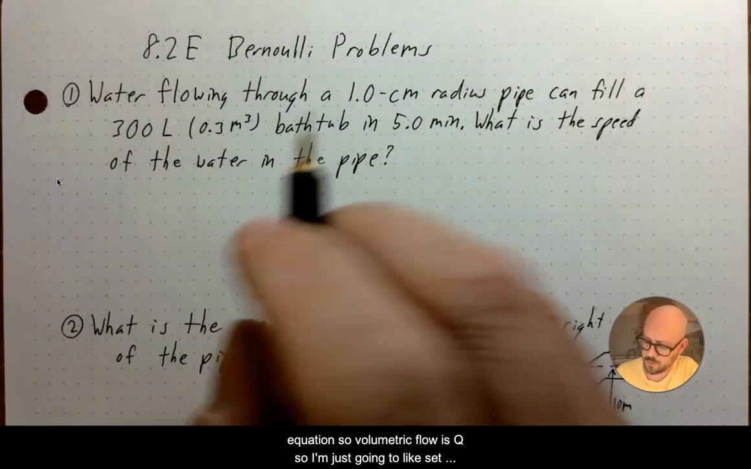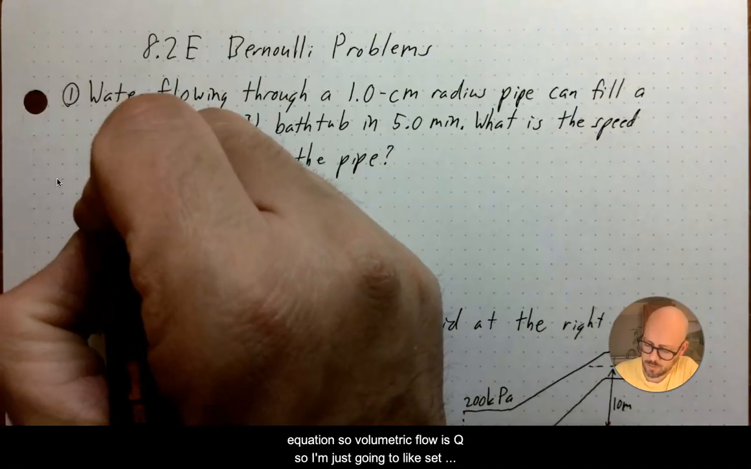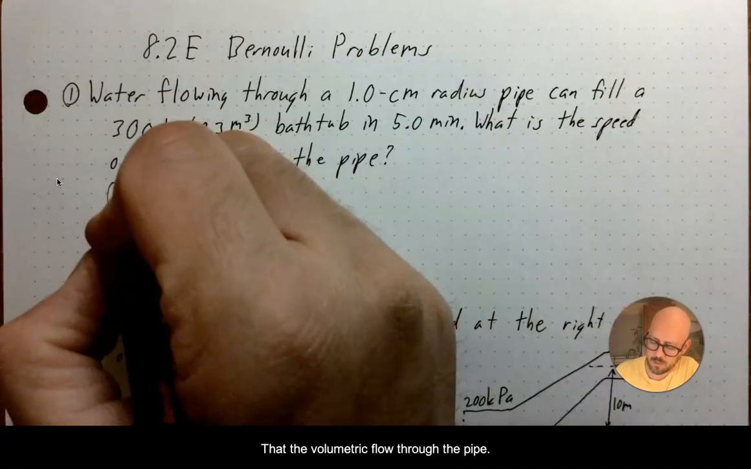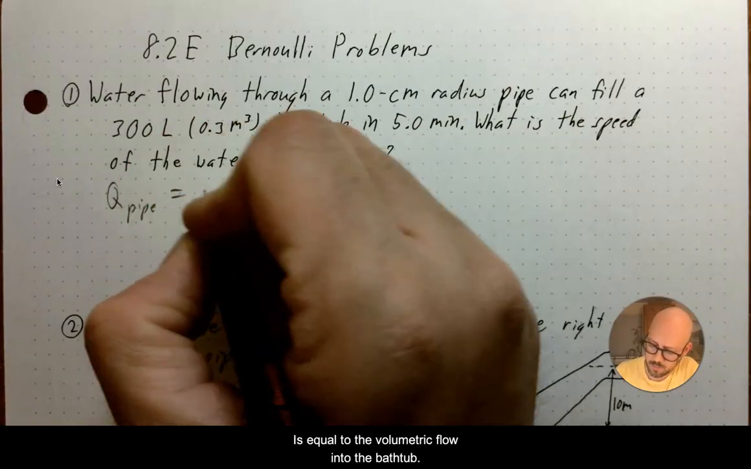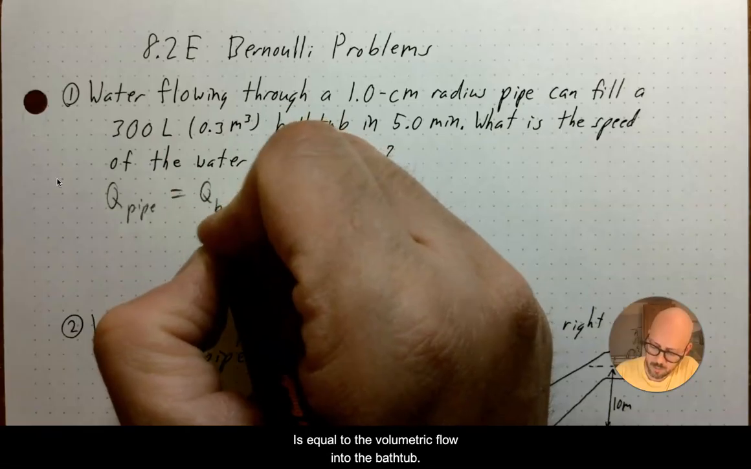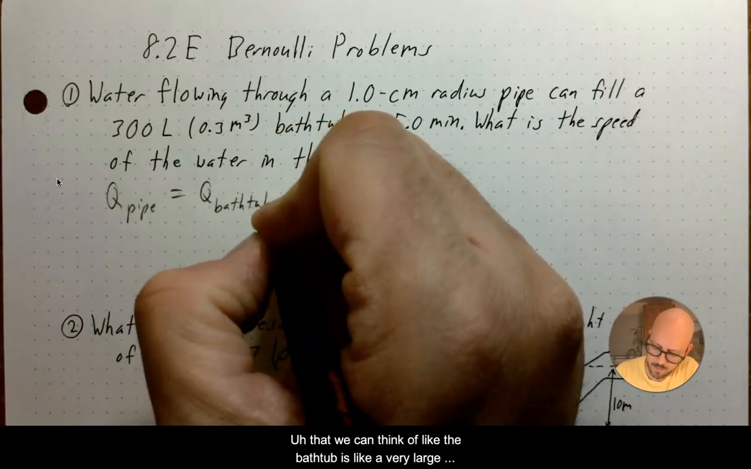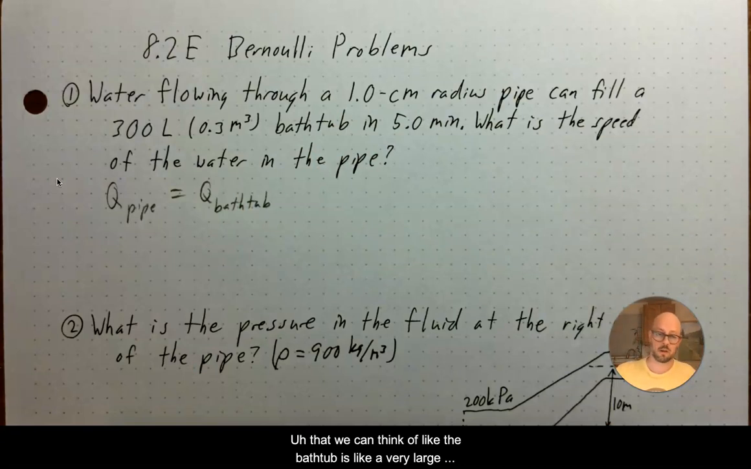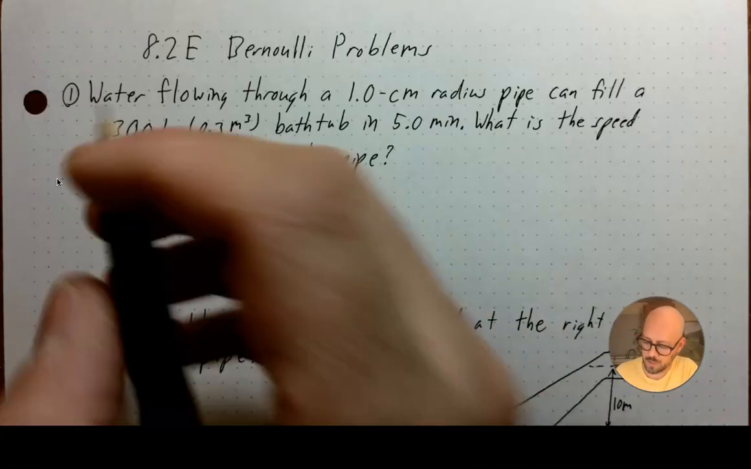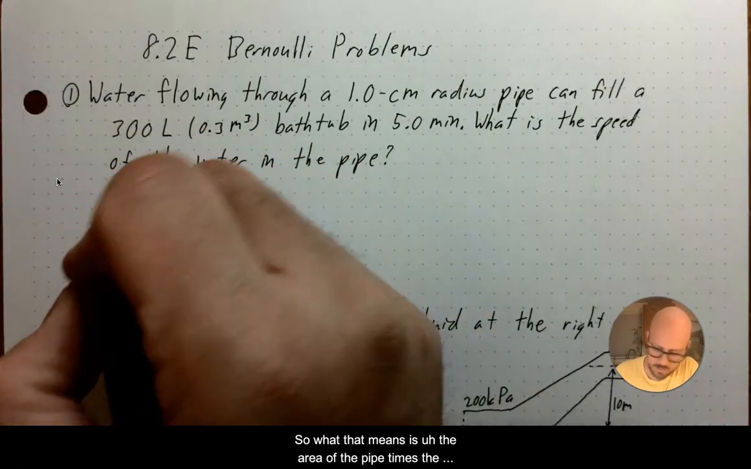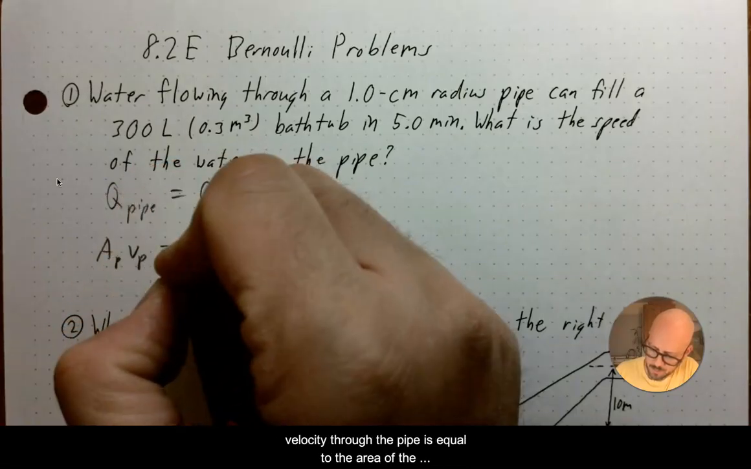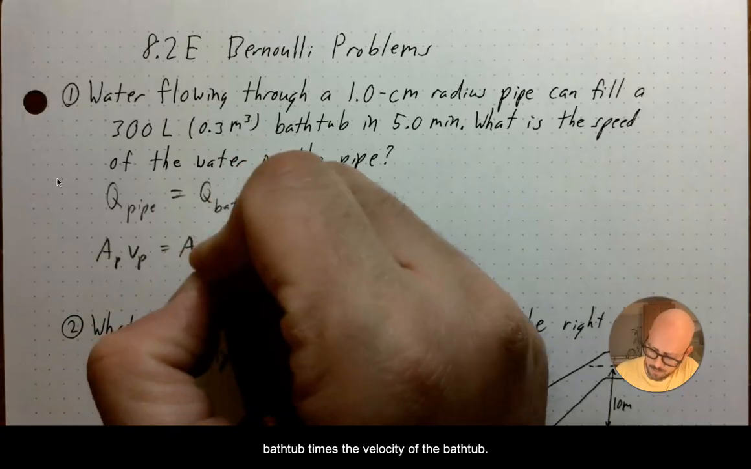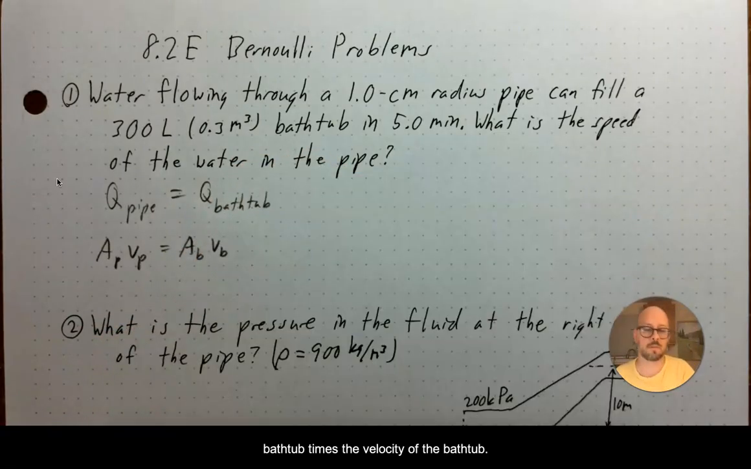So volumetric flow is Q. I'm just going to set up the general idea that the volumetric flow through the pipe is equal to the volumetric flow into the bathtub. We can think of the bathtub as a very large diameter pipe, where the opening of the bathtub is there. So what that means is the area of the pipe times the velocity through the pipe is equal to the area of the bathtub times the velocity of the bathtub.